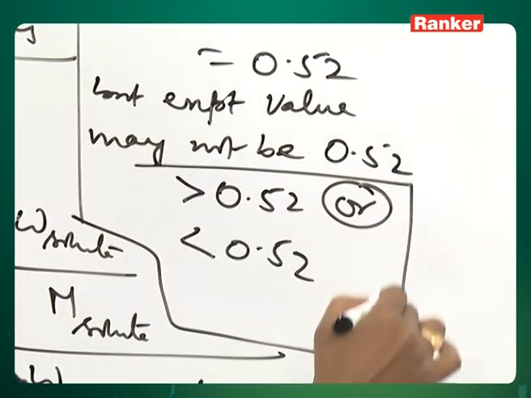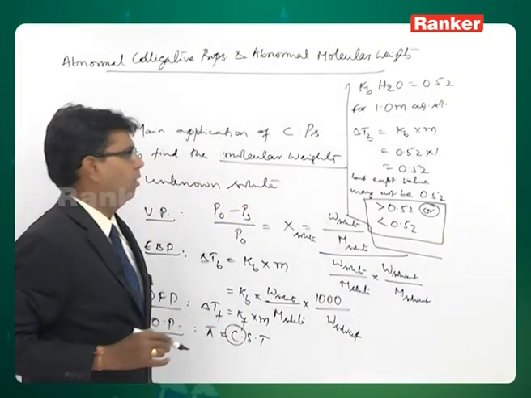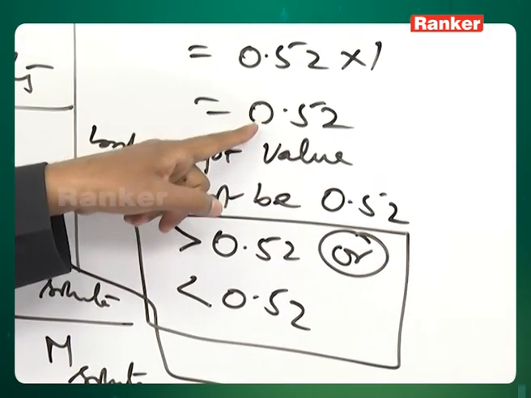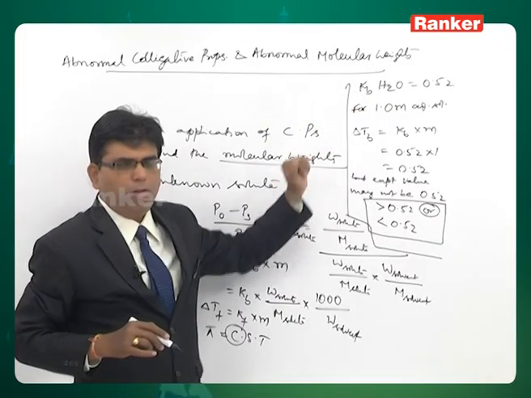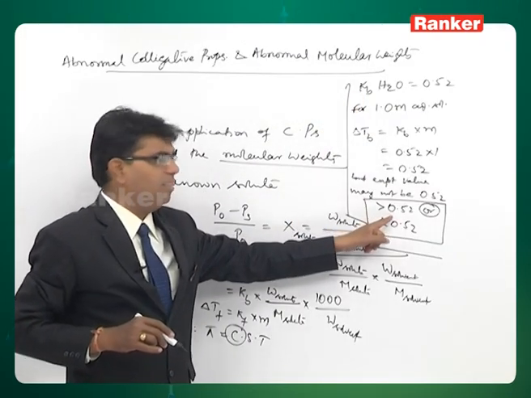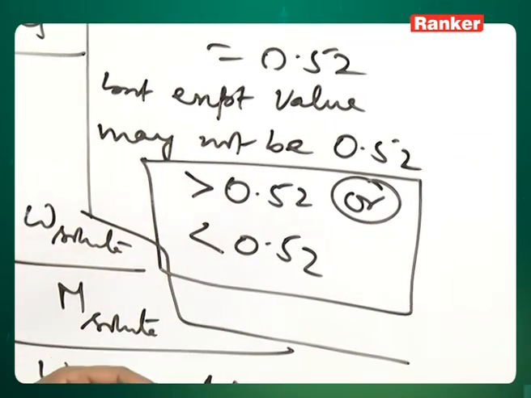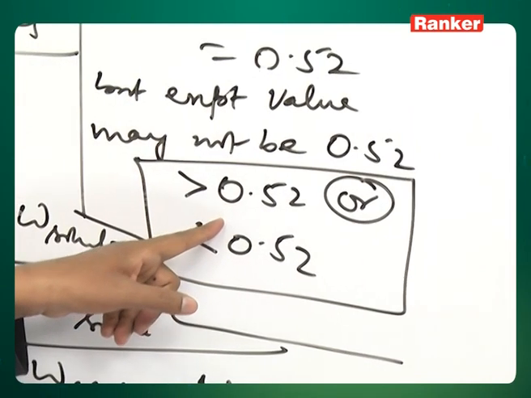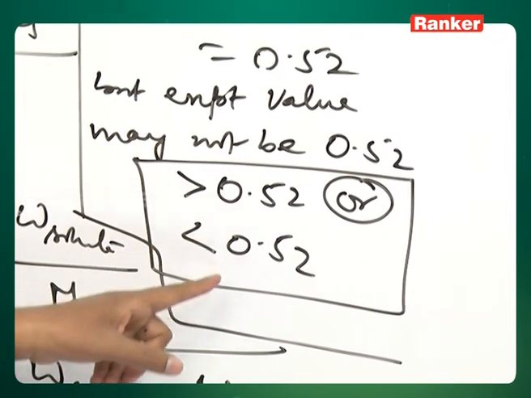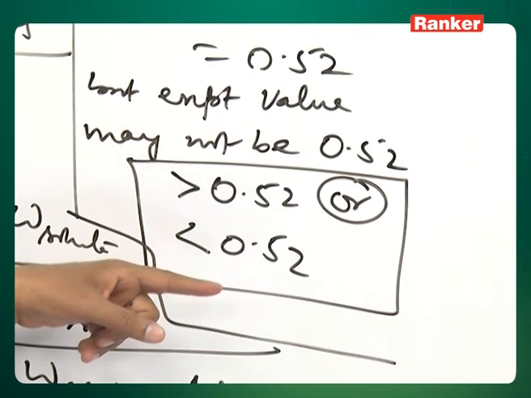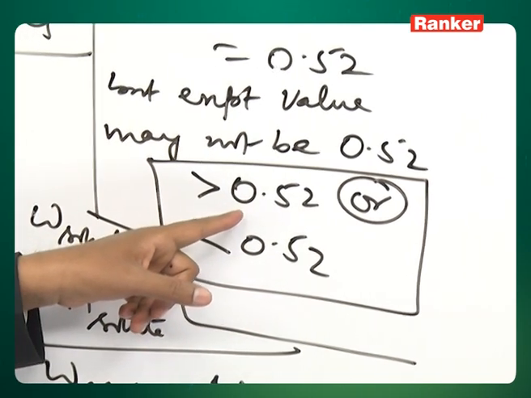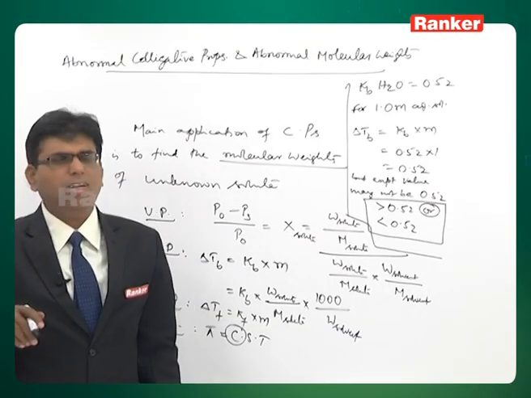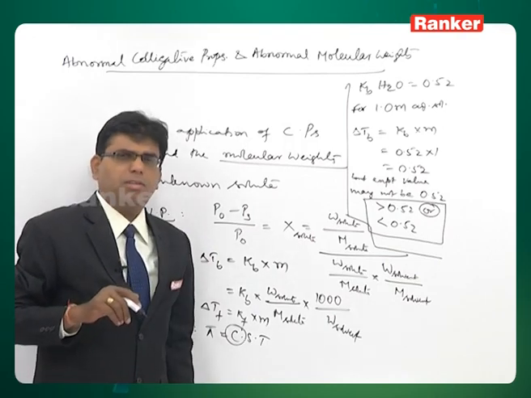So, what is happening? That theoretically you are calculating it as 0.52 for a 1 molal aqueous solution of solute, the elevation in boiling point, but experimentally what I am saying is, in all 1 molal solutions what normally we take, you may not get the value of elevation in boiling point as 0.52. That value, experimental value, what we determine, either it may be greater than 0.52 or less than 0.52. Why? What happens? Why you are getting the difference?